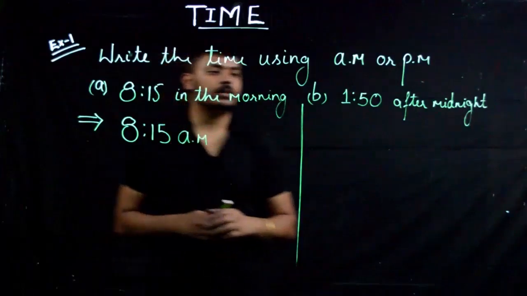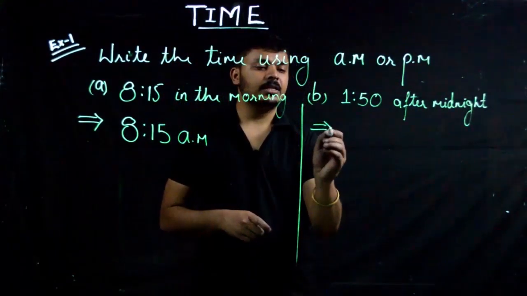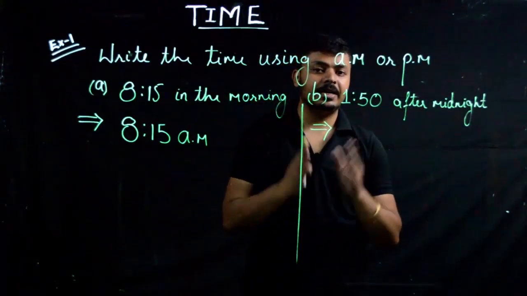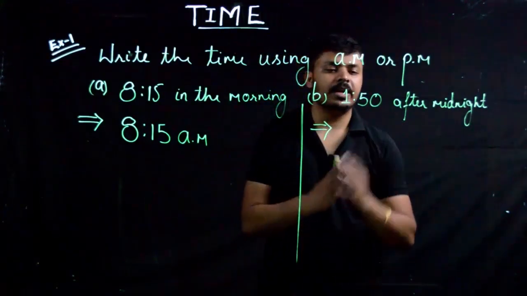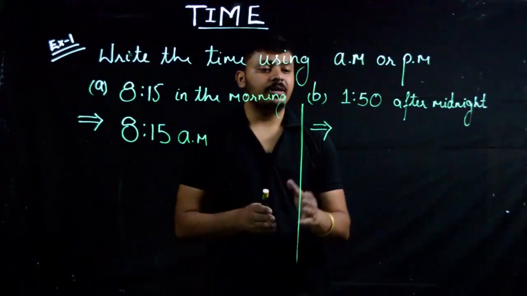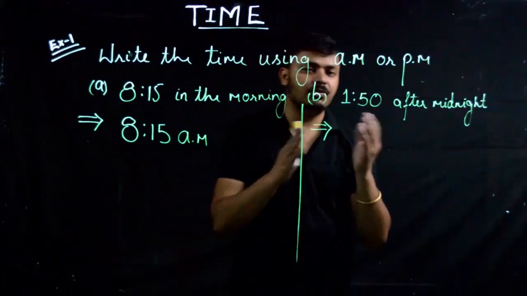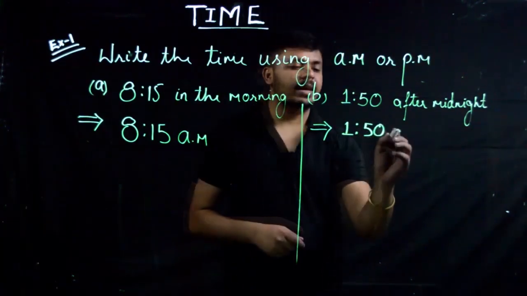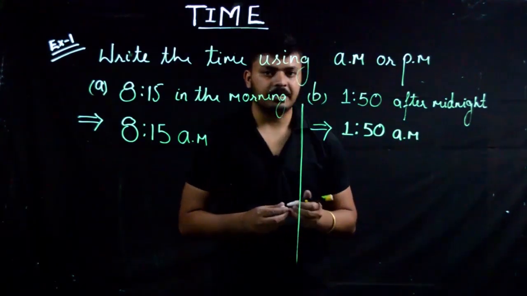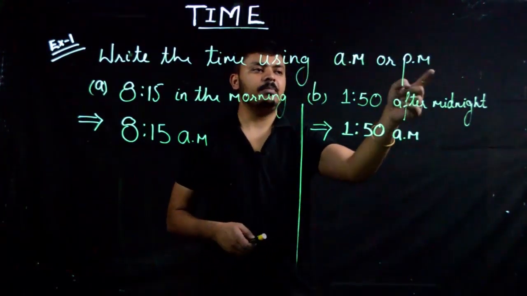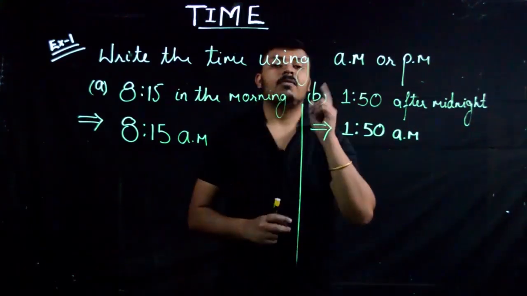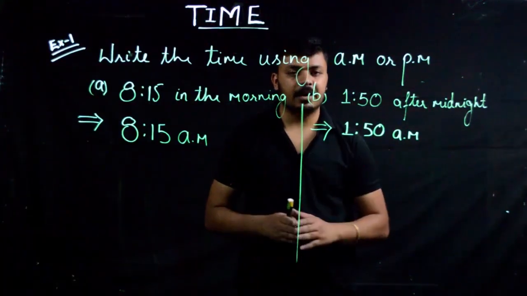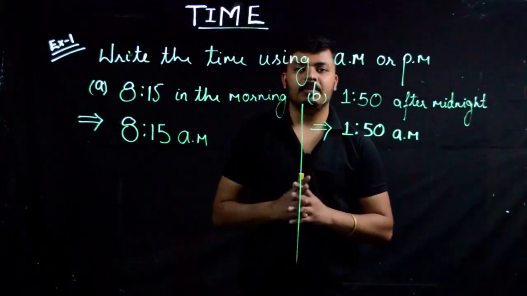Now look at the second example. Here it is 1:50 after midnight. I have told you after 12 midnight it is AM up to 12 noon. So here it is 1:50, that is after 12 midnight. 1:50 comes after 12 midnight, so it is also AM. That is 1:50 AM. AM denotes antemeridian, whereas PM denotes postmeridian. Antemeridian is from 12 midnight to 12 noon, and postmeridian, that is PM, is from 12 noon to 12 midnight.